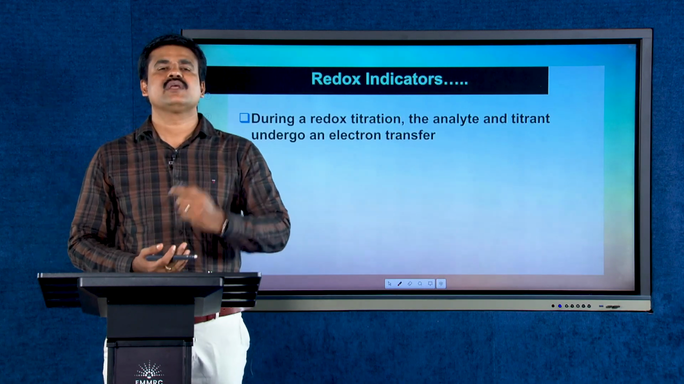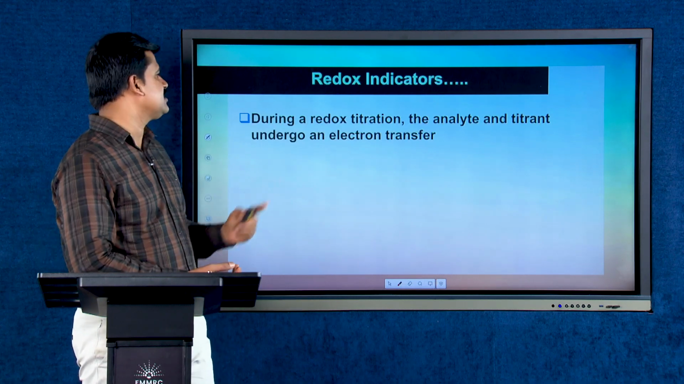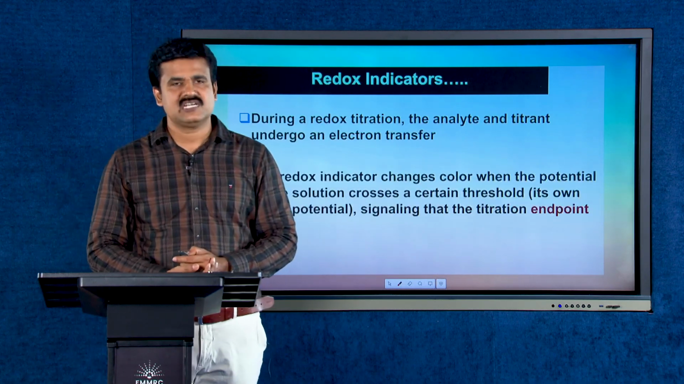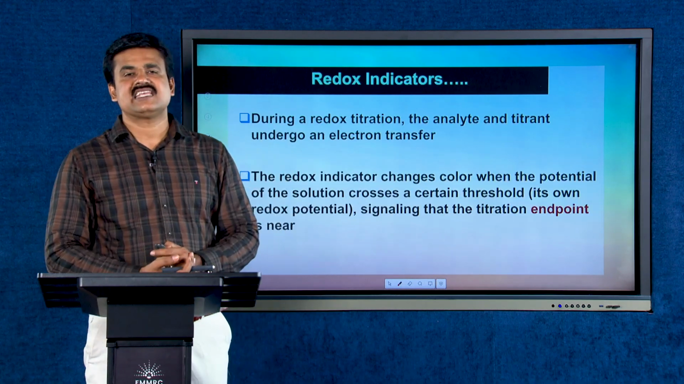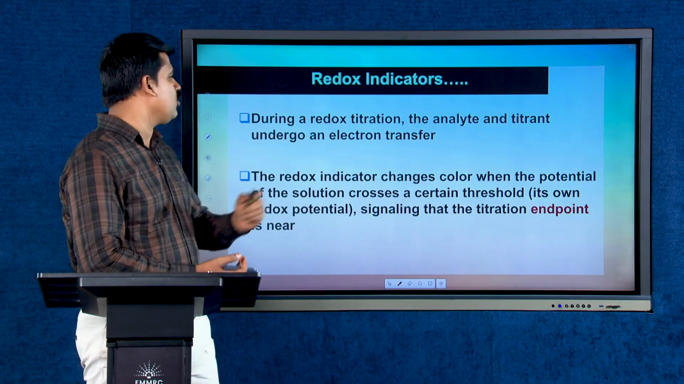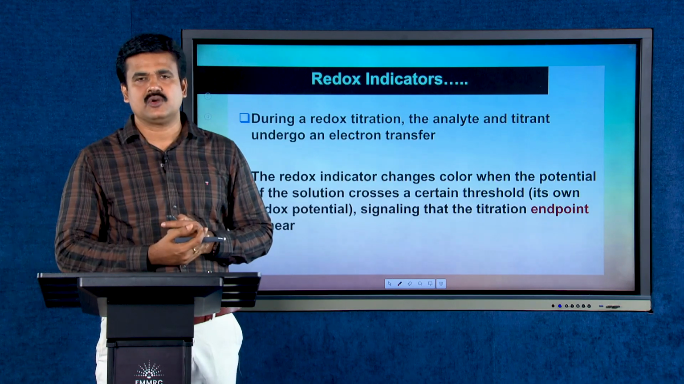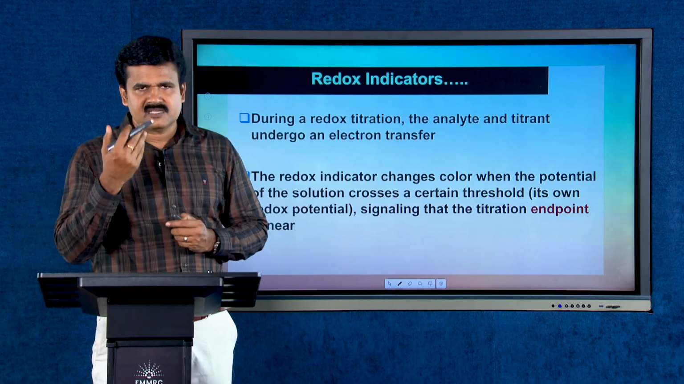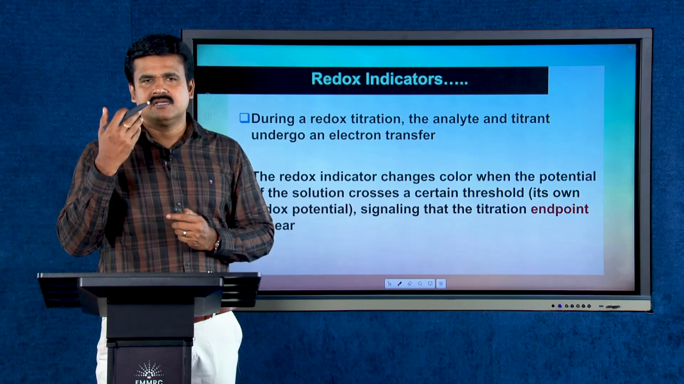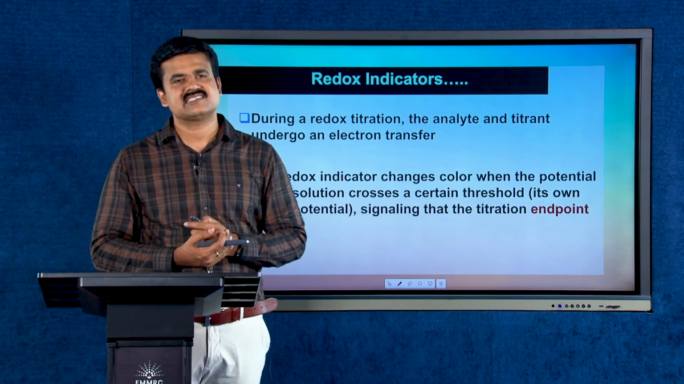Now, during a redox titration, the analyte and the titrant undergo an electron transfer. The redox indicator changes color when the potential of the solution crosses a certain threshold, signaling that the titration endpoint is near.